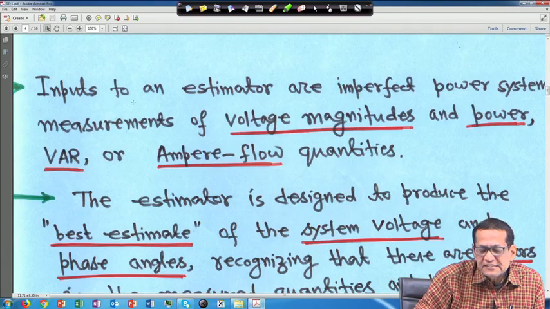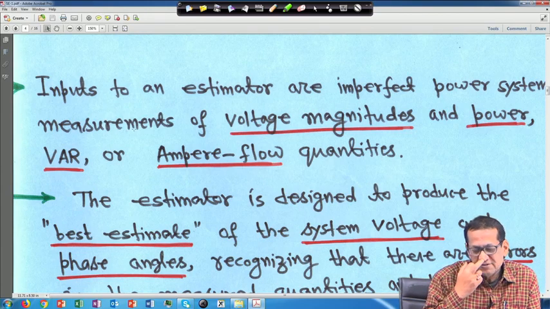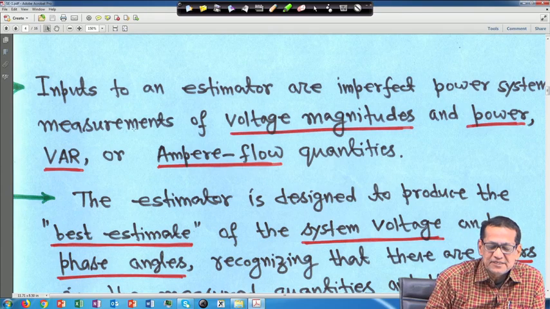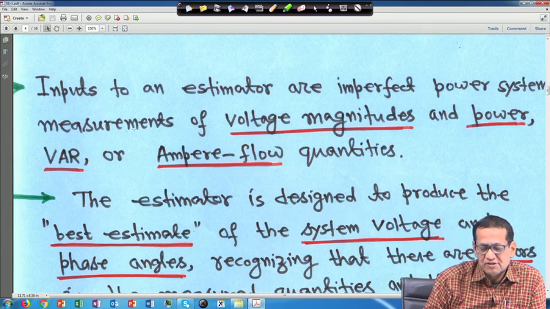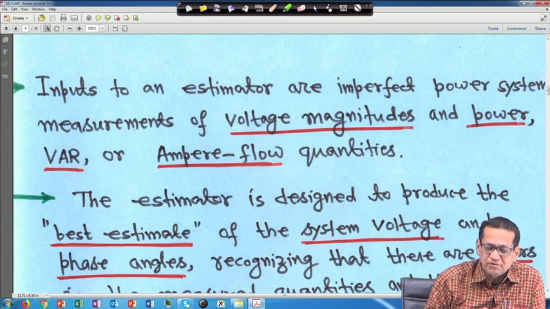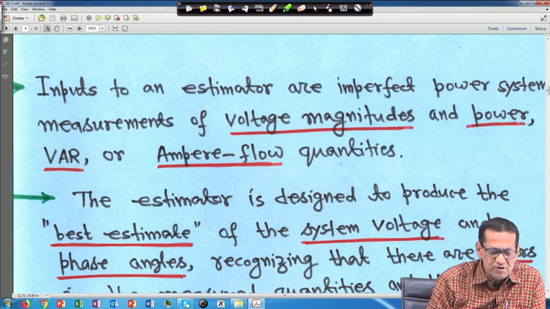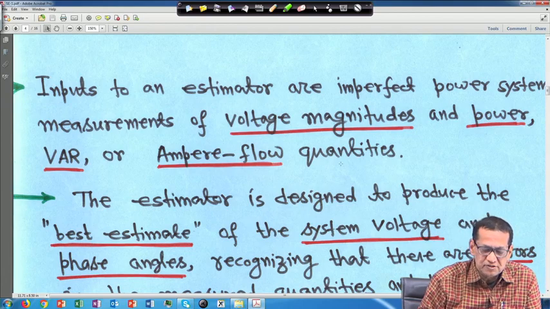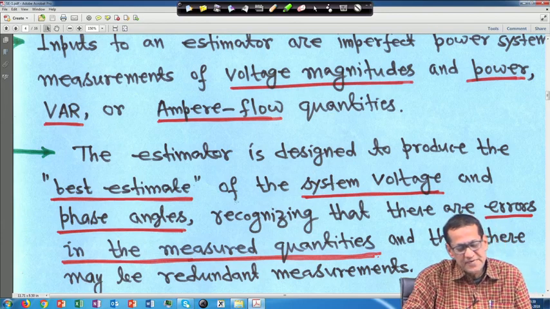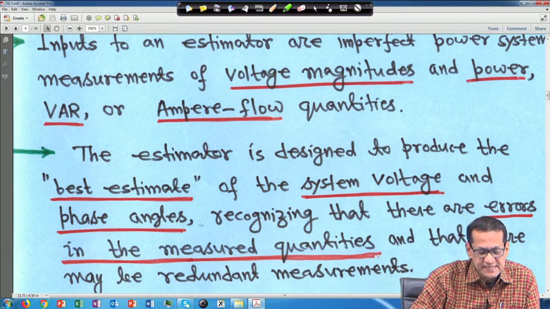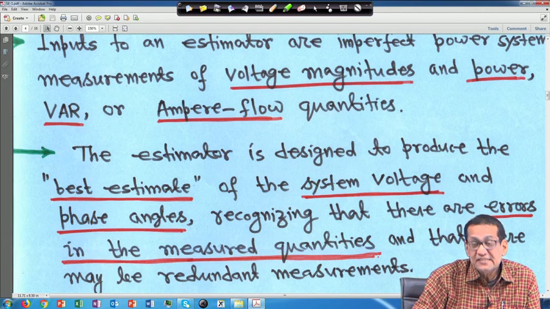So, the inputs to an estimator are imperfect power system measurements. We are assuming that the measurements are not correct, such as voltage magnitude, power, or volt-ampere and ampere flow quantities. The estimator is designed to produce the best estimate of the system voltage and phase angles, recognizing that there are errors in the measured quantities.